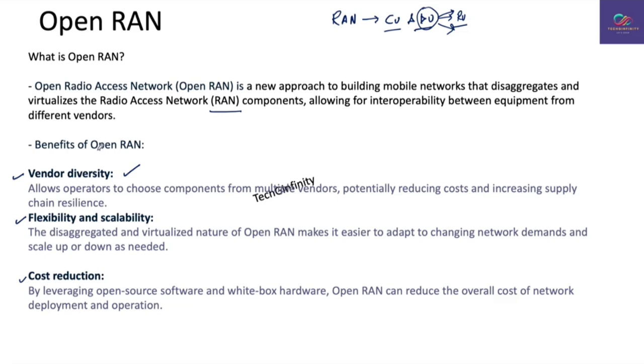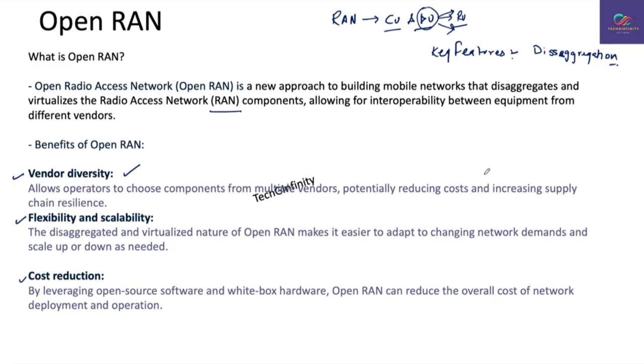When I say what the key features of Open RAN are, disaggregation is the first one, which talks about disaggregation of CU, DU, and RU. So this is the basic understanding of Open RAN.